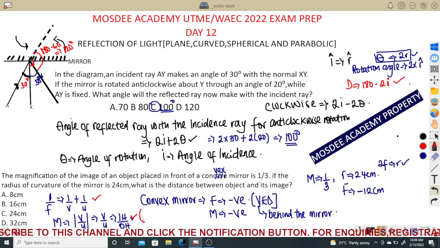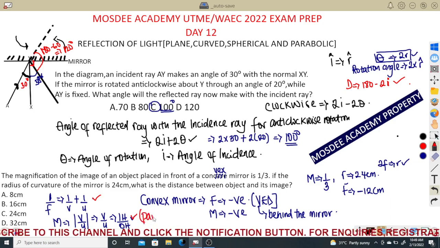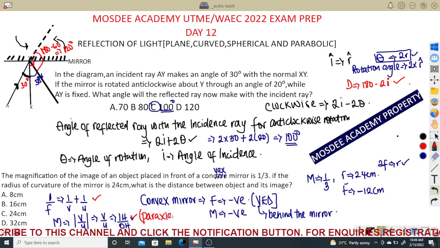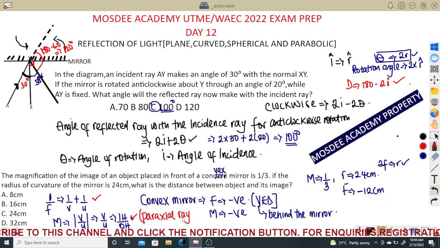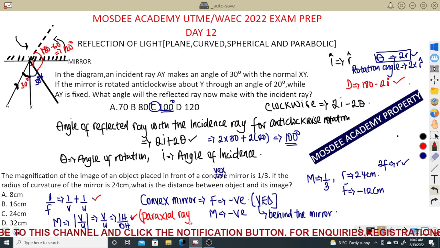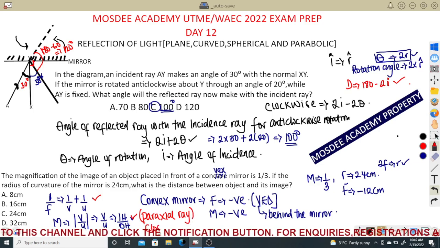is only applicable for paraxial rays. When I say paraxial rays, it means rays that are close to the principal axis, objects whose size is very, very small. So they are only applicable for paraxial rays close to the principal axis.